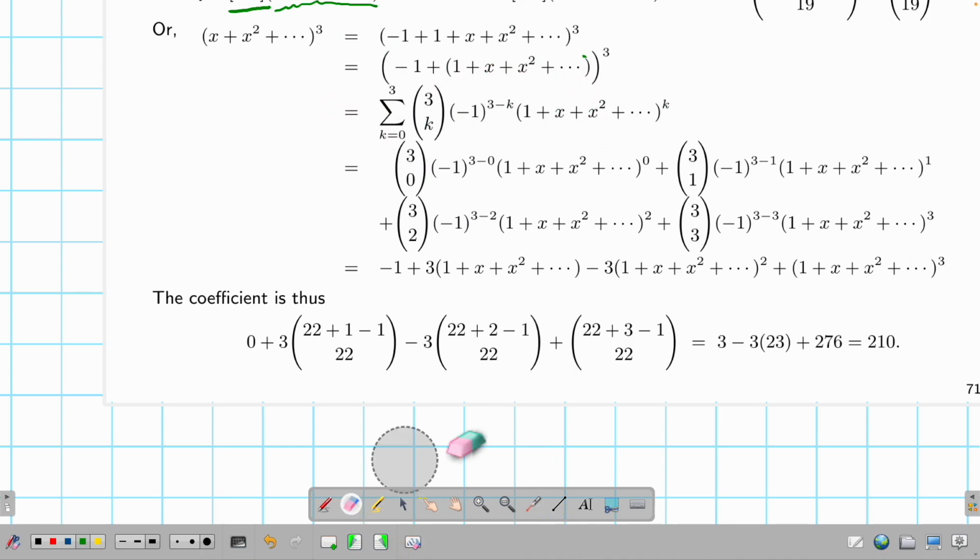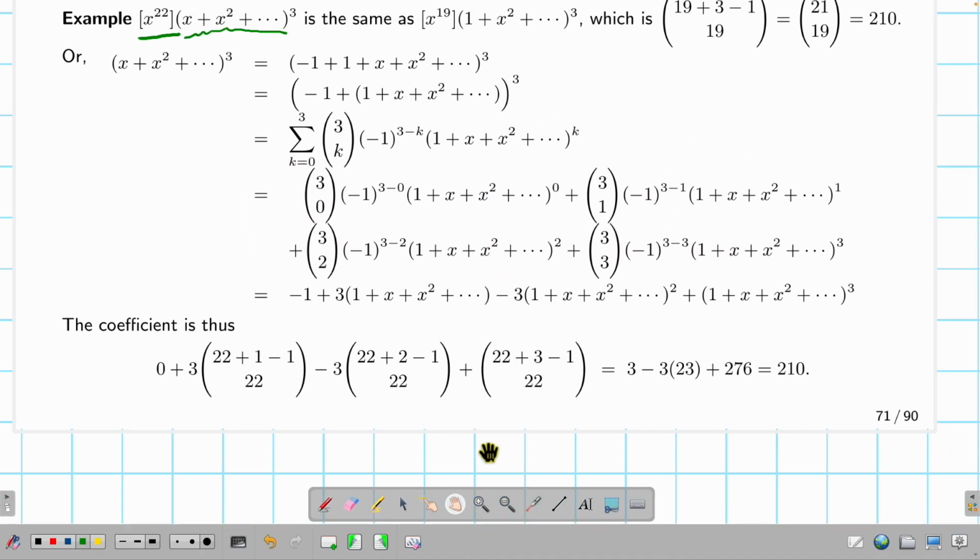Why am I doing a binomial expansion? Because this is only power 3, and a power 3 binomial expansion should be easy. So I expand like this. I just copy this here and copy this here. Then I write down the binomial expansion up to power 3. There are 4 terms: 0, 1, 2, 3. Then let's look at them one by one.